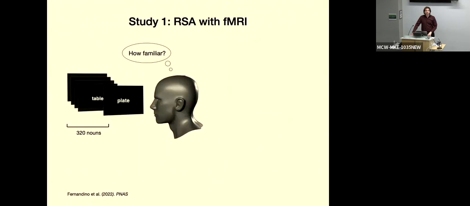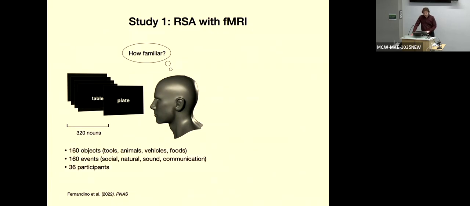And we performed an fMRI study in which we asked participants to make a judgment about how familiar they are with the concept. We presented them 320 different words. And then they had to tell for each word, how familiar am I with this? 1, 2, or 3. So for something like plate, most people would say 3. And half of them were objects, half of them were events. And we tested 36 participants. And they did this in the MRI scanner.